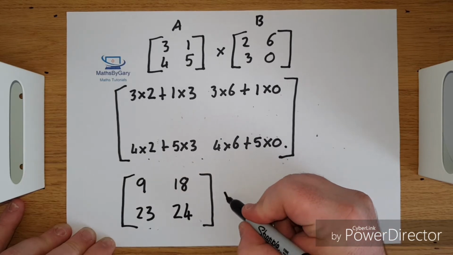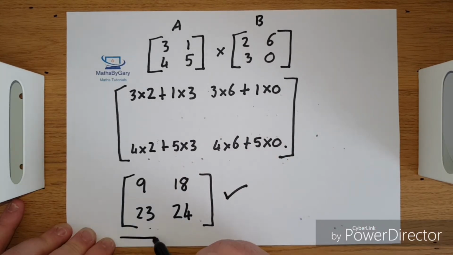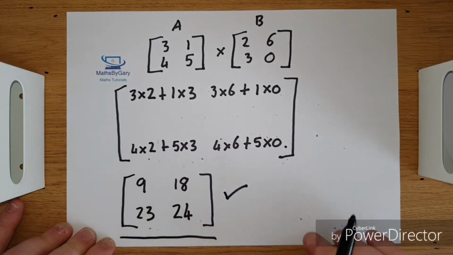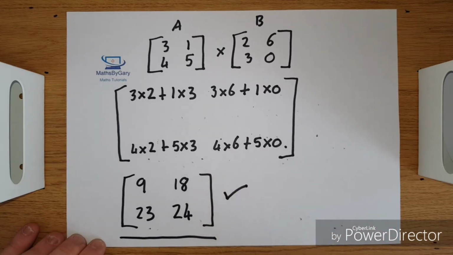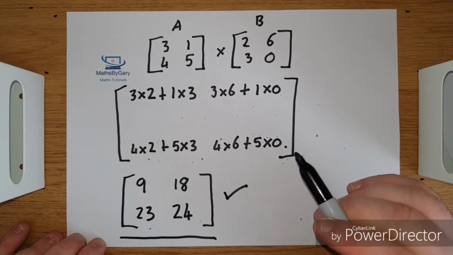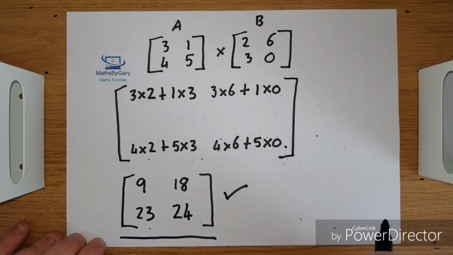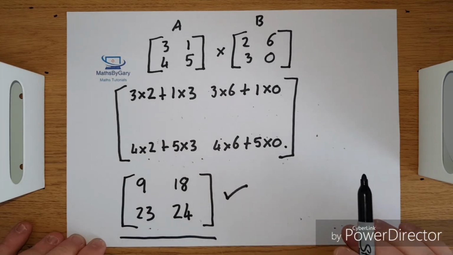So we've generated a brand new matrix, 9, 18, 23, 24, and that's how you do matrix multiplication of a 2 by 2 matrix. And as I say, in later videos we'll do more complicated matrix addition, multiplication and subtraction.